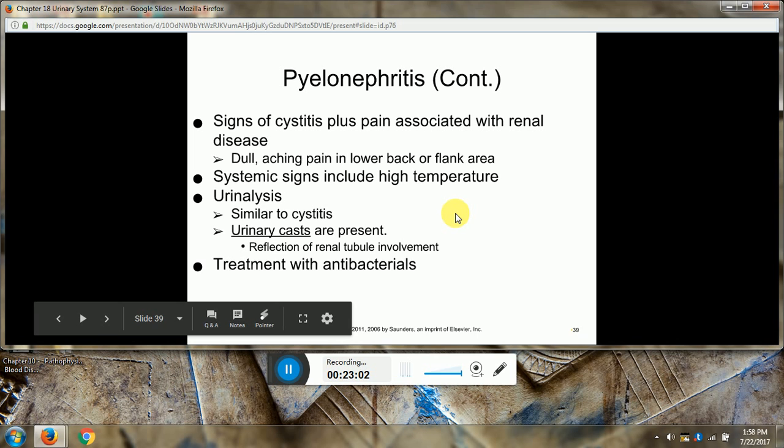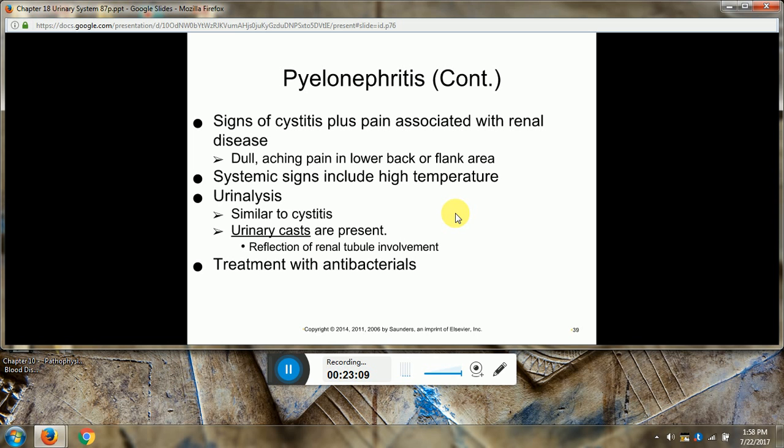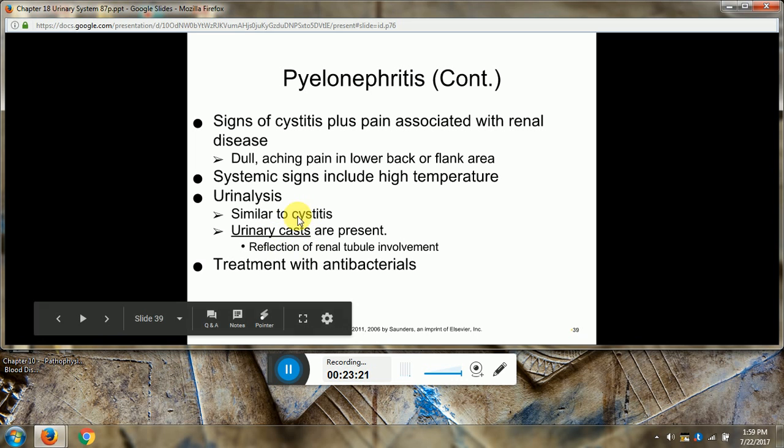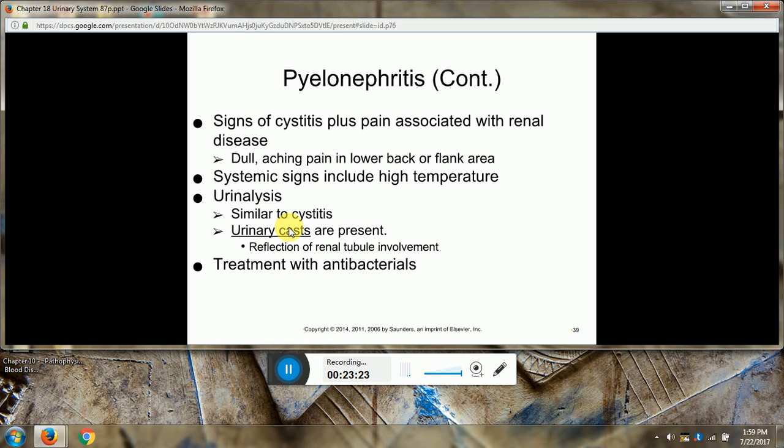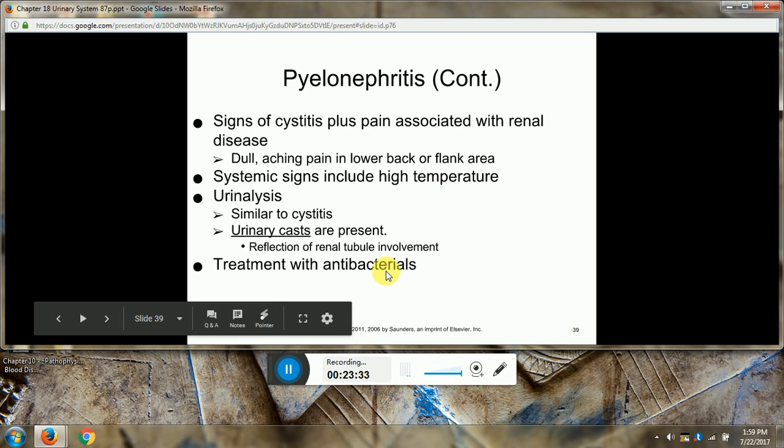So you also have the signs and symptoms of pyelonephritis. You have the general symptoms and signs of any infection. You would also have pain in the flank or in the lower back area, which is a dull, aching pain. If you do a urine analysis, it's the same as cystitis, but you have urinary casts. And again, these casts are protein molds of different parts of the kidney, and that indicates an infection or a disease of the renal tubules. In order to treat that, you want to do a culture and sensitivity and start antibacterials accordingly.